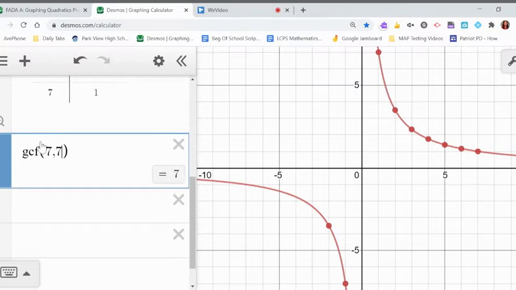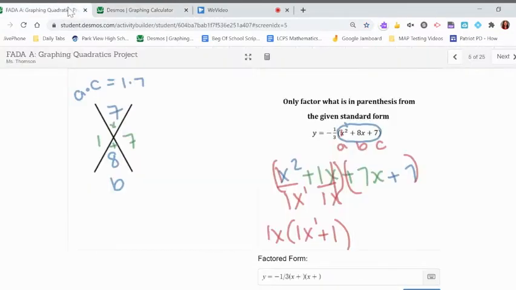Okay. The GCF of 7 and 7 is 7. So I'm going to divide both of these by a 7. It's a positive 7, so plus 7 there. 7 divided by 7 is 1. Since there was no x with both of these, I didn't put an x with my 7, so that x comes down, plus 7 divided by 7 is 1.